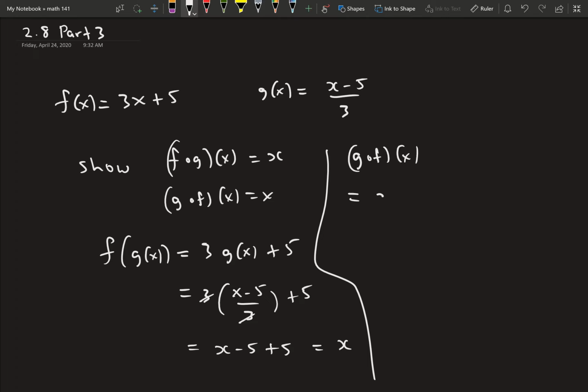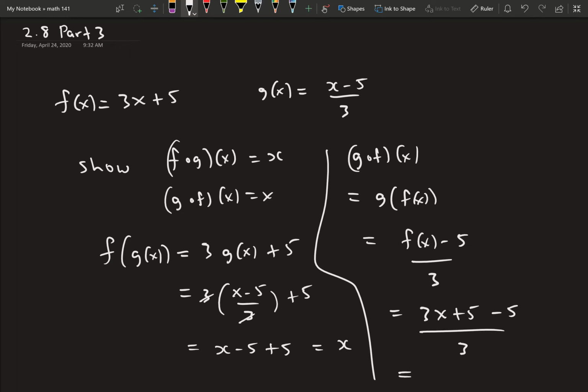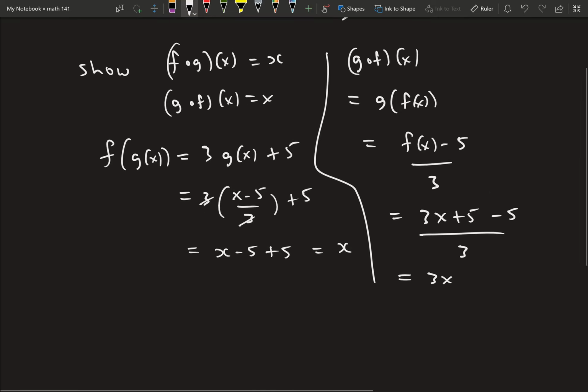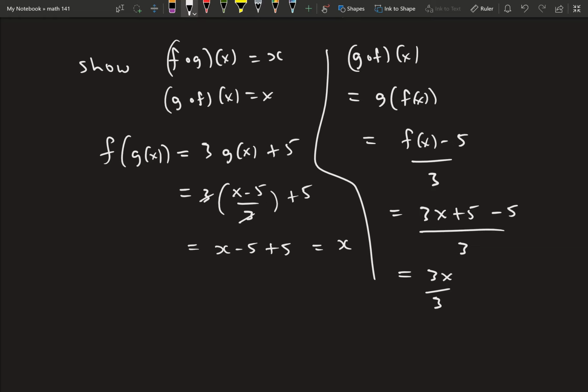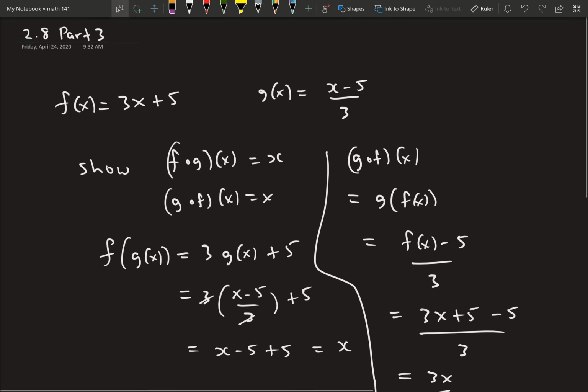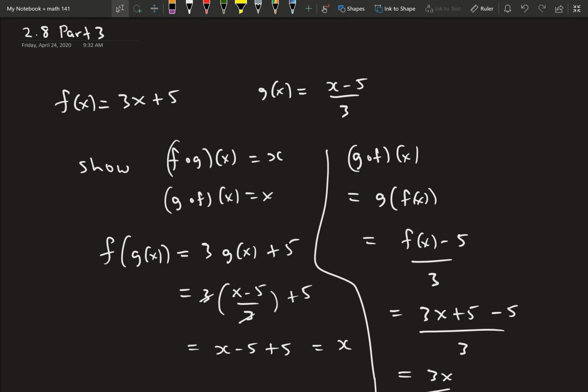g composed with f, that's g of f of x, which is f of x minus 5 divided by 3, which is 3x plus 5 minus 5 divided by 3, which is 3x divided by 3, because the 5 and the minus 5 cancel, and that gives us x as well. So the algebra is not too bad.